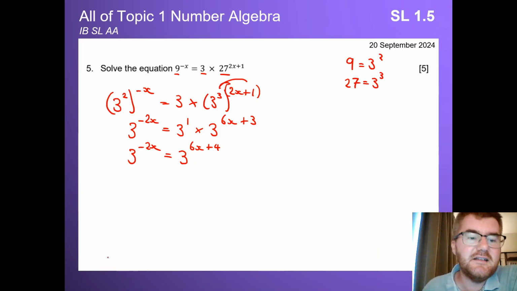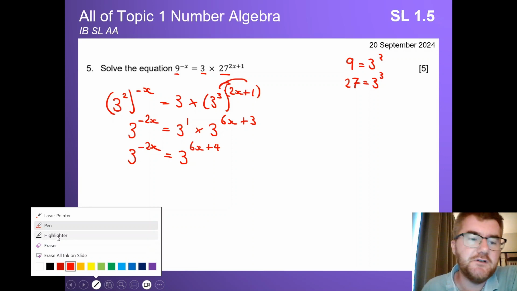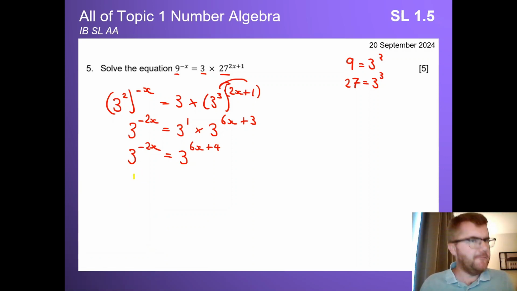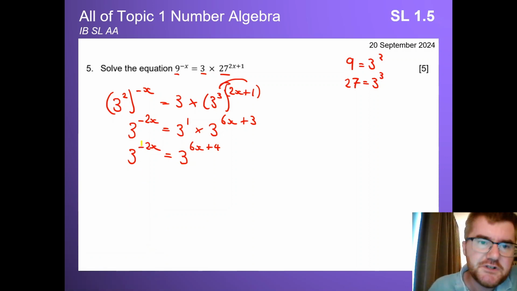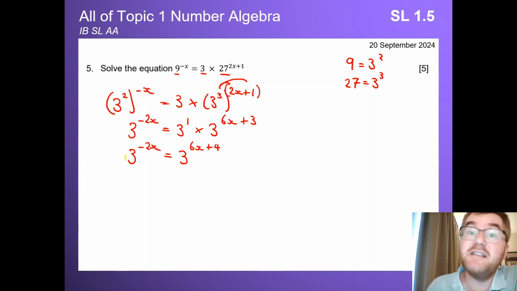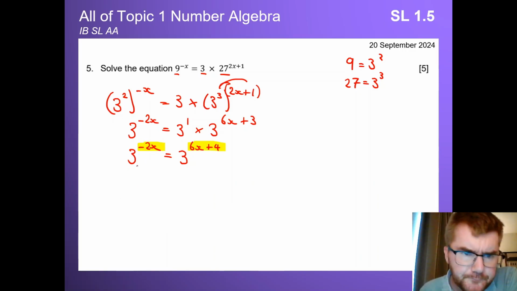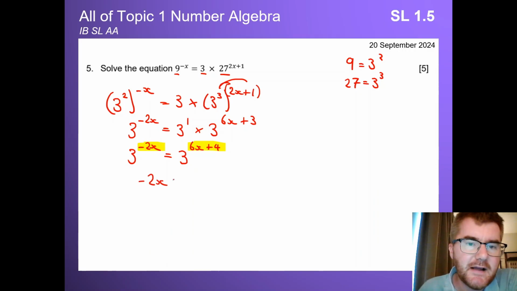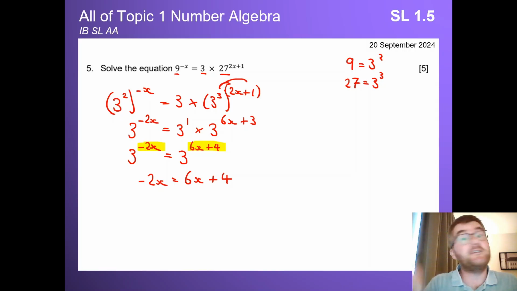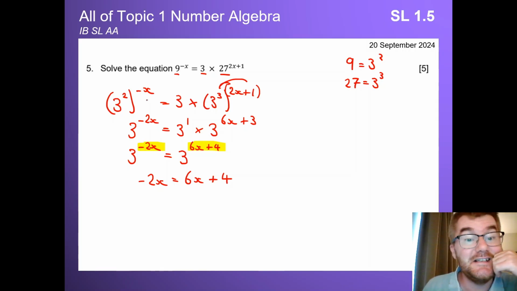Once I've done that, then I can actually compare coefficients. Now, that's a very complicated name for a fairly simple idea here, which is that if they're both raised by the same power, then this has to equal this. This is why we've taken this approach. You do a similar thing for logarithms as well. That means we get minus 2x is equal to 6x plus 4. And then back to a linear equation that's easy to solve.